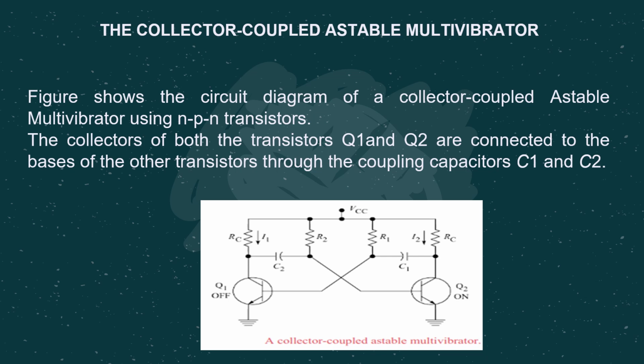Now let us consider the collector coupled astable multivibrator. This is the circuit diagram of collector coupled astable multivibrator. The collectors of both the transistors Q1 and Q2 are connected to the bases of other transistors. So collector of this transistor is connected to the base of this transistor, and collector of this transistor is connected to the base of Q2 through the coupling elements C2 and C1.